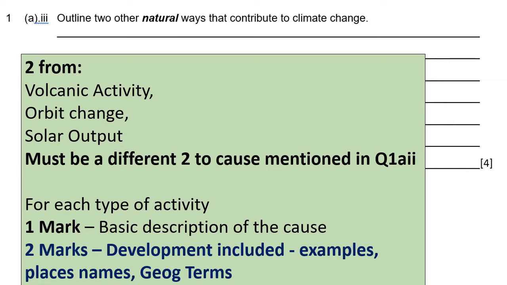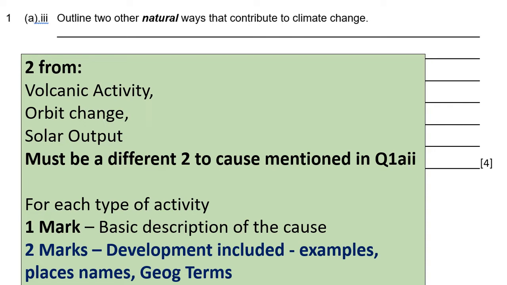Next one, outline 2 other natural ways that contribute to climate change. Now we've got it says other, so whatever you wrote in the previous question you can't include in this question. It's the two different ones. So it's got to be different than the ones mentioned in the previous question.